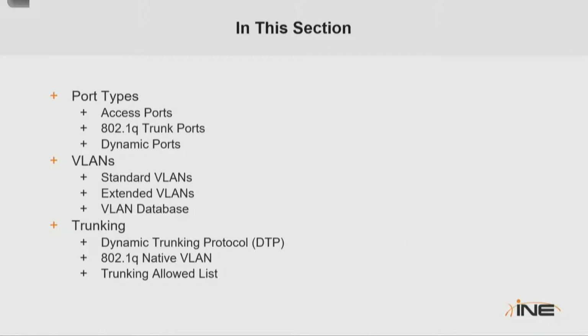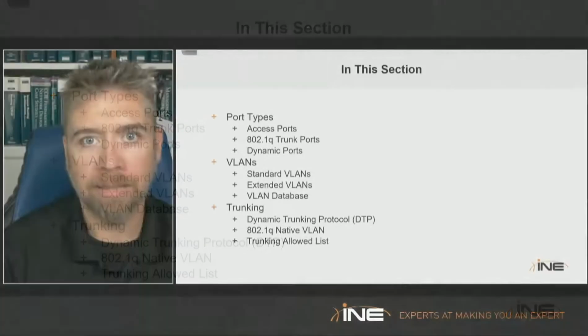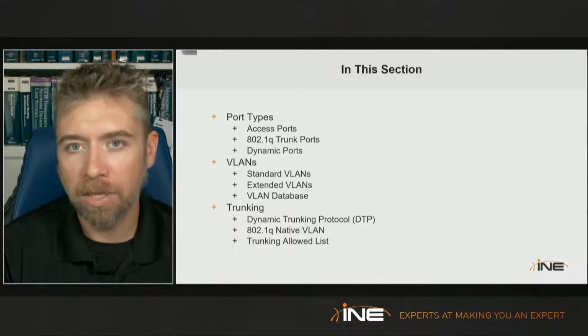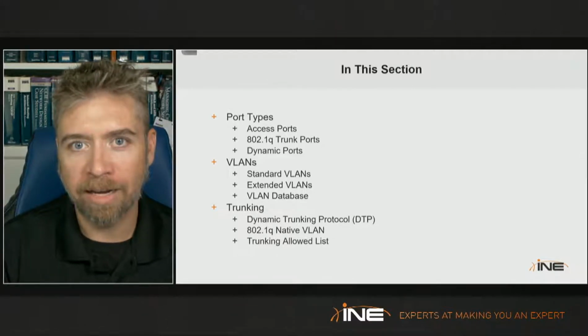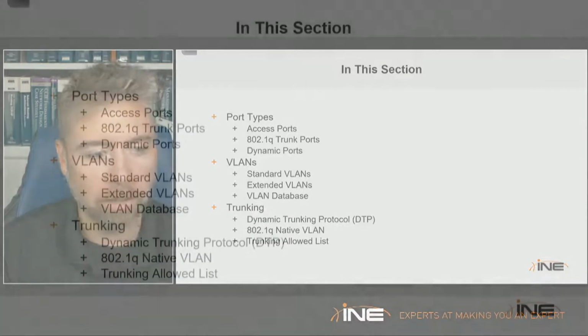So access ports, .1Q trunk ports, dynamic ports. We'll look at VLANs, standard VLANs, extended VLANs, and the VLAN database. And then we'll talk about trunking with dynamic trunking protocol, the native VLAN, and then editing the trunking allowed list.